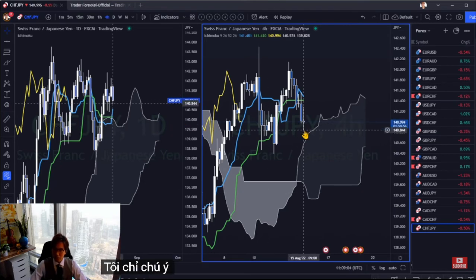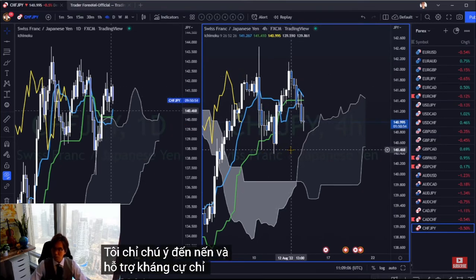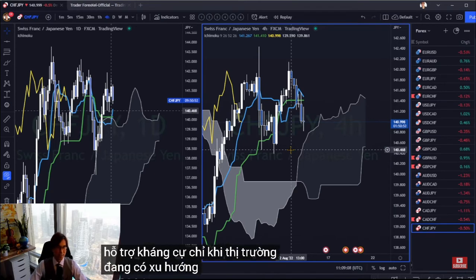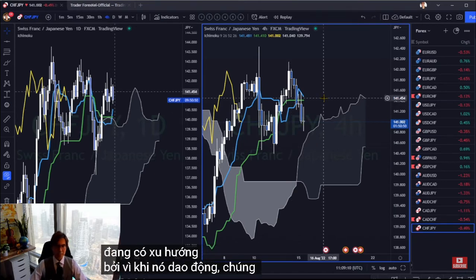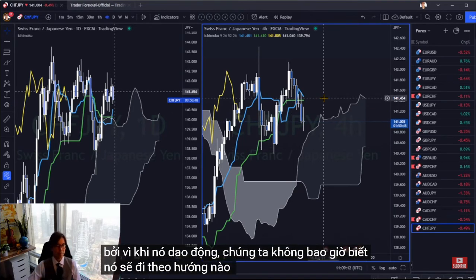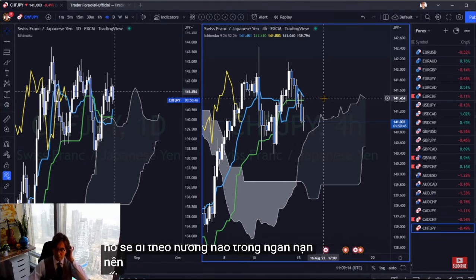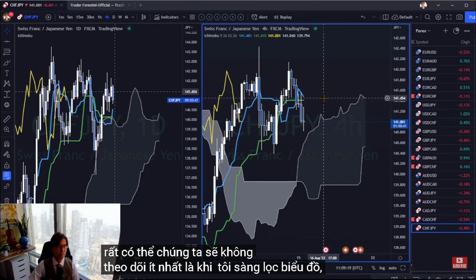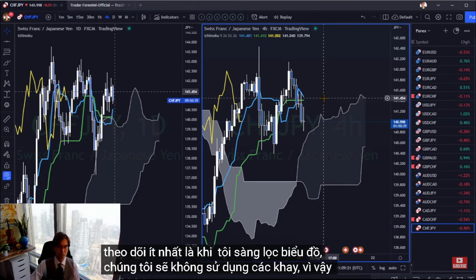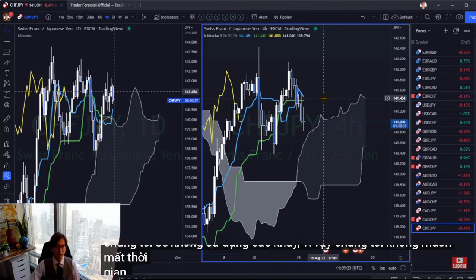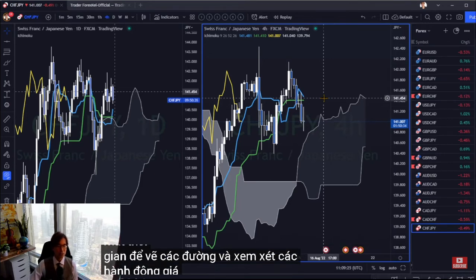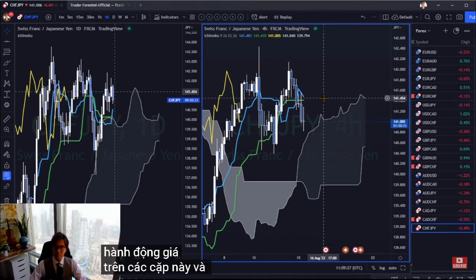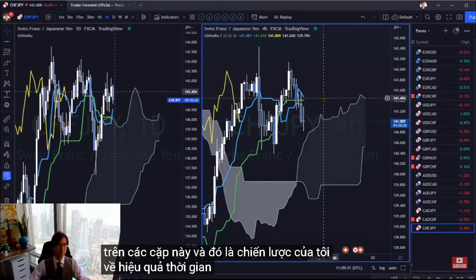I only pay attention to candles and resistance and support when the markets are trending. Because when it's ranging, we never know which way it's going in the short term, so most likely we're not going to take trades. At least when I screen charts, we won't take trades. So we don't want to spend time drawing lines and looking at the price action on these pairs. And that is my strategy in terms of time efficiency.